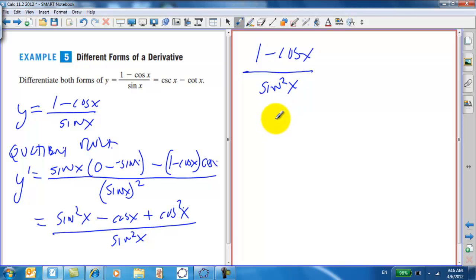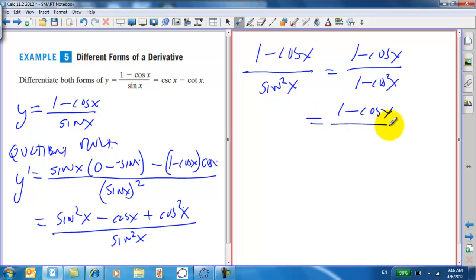Now, I'm actually going to take another step here because I see there's a way I could maybe simplify this because I've got 1 minus cosine x. Sine squared is 1 minus cosine squared x. And 1 minus cosine squared x can factor into a difference times a sum.